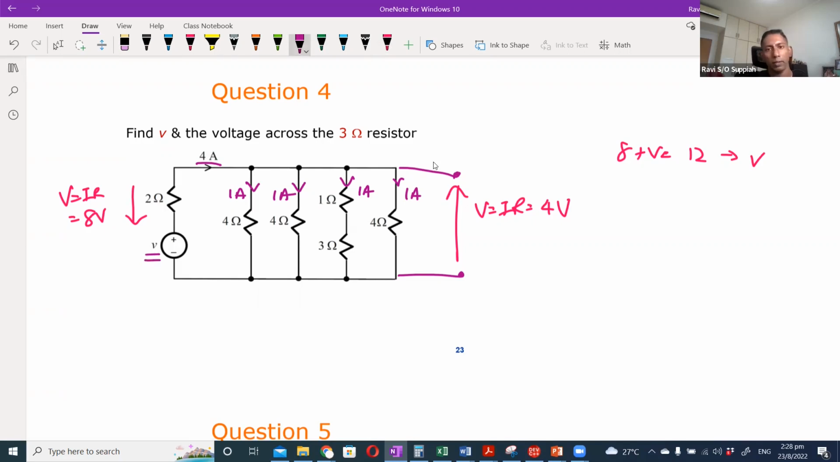Now, how about the voltage across the 3 ohm resistor? V is again IR, correct? Since we know that this branch current is 1 ampere, the voltage across the 3 ohm is IR, which is 1 multiplied by 3, which will be 3 volt.